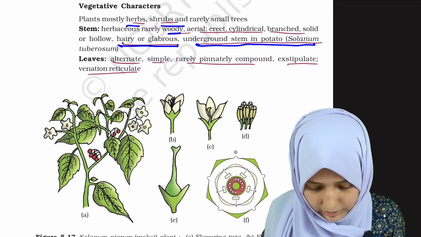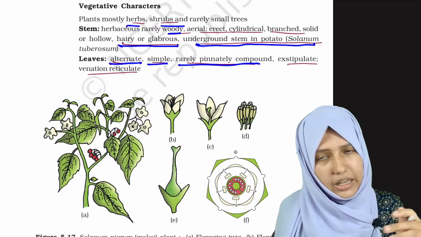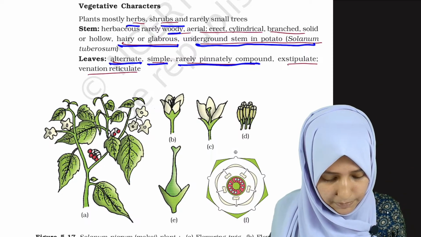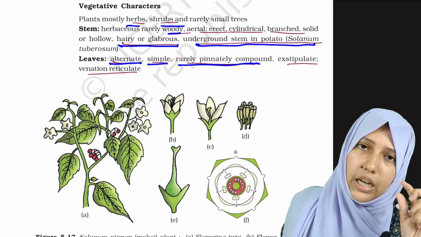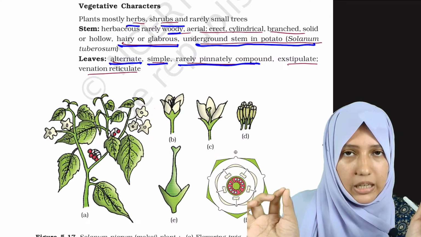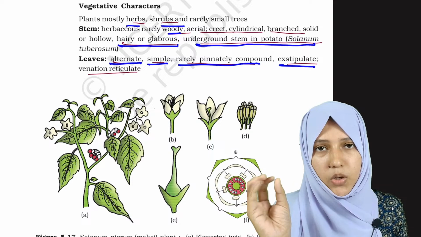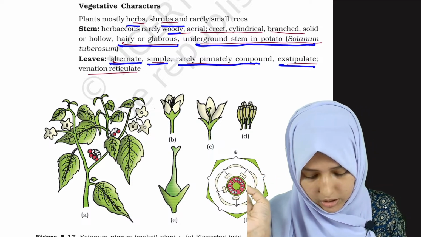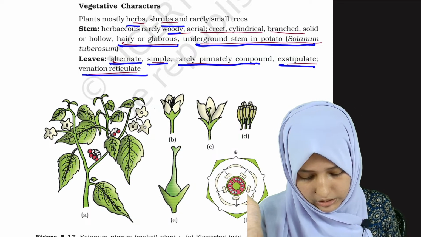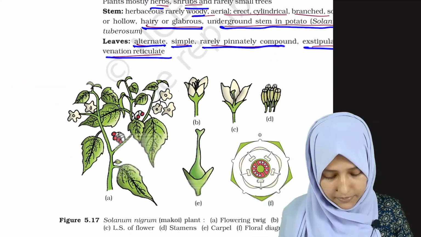And the leaves, what are the characteristics of the leaves? They are alternate, simple, and rarely compound. It is mostly alternate phyllotaxy, and it can have simple leaves, but rarely they can be pinnately compound. It is exstipulate, which means stipules are not present, stipules are absent. The venation is reticulate. See the leaves, the venation is reticulate.